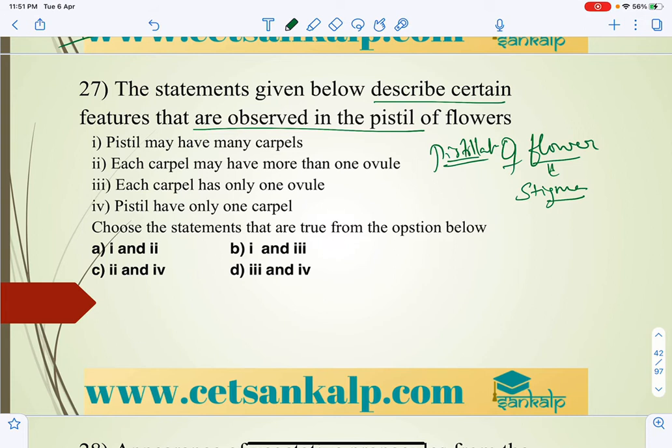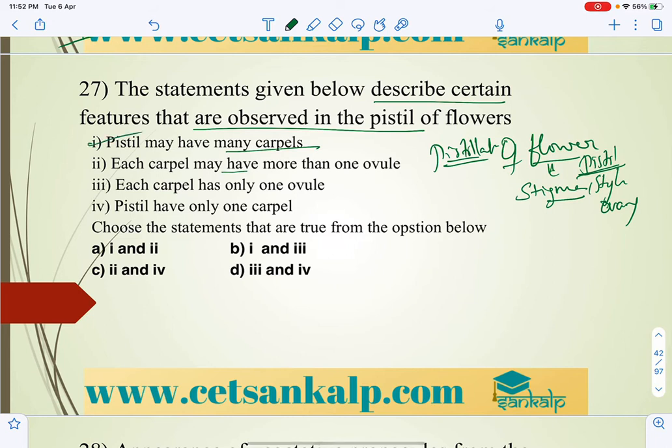In pistillate, the pistils will be there: stigma, style and ovary. So in a simple way, the pistillate flower bears the pistil, that is the gynoecium, right? A pistil may have many carpels. So here we can say multicarpellary, and that we can select.